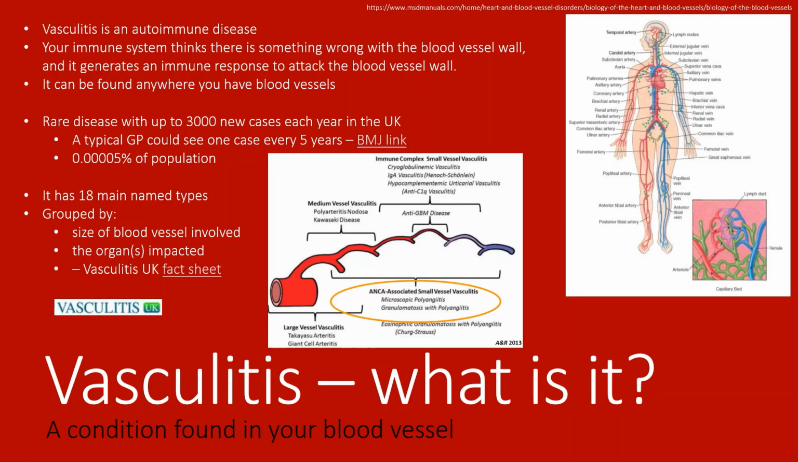Now, to expand on that, vasculitis is an autoimmune disease. Your immune system thinks there's something wrong with the blood vessel wall, and it generates an immune response to attack the blood vessel wall. It can be found anywhere that you have blood vessels. So anywhere.